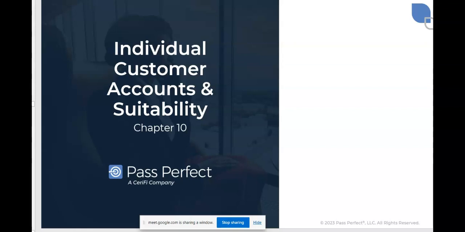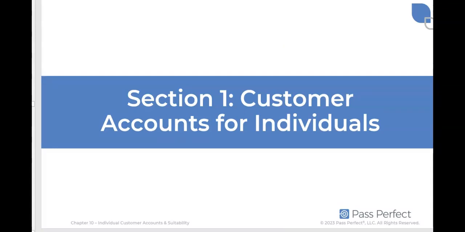Suitability, well, that's making sure we make the right recommendation to someone, right? Any recommendation has to be suitable to the person we make it to. So let's start taking a look at accounts for individuals.